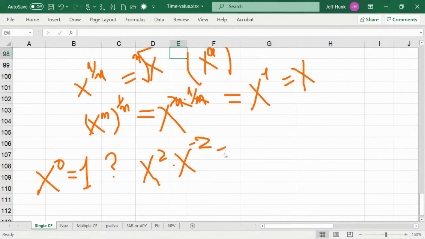We know that it's x squared, it's very simple, times 1 over x squared. Isn't that right? X squared times x to the negative 2, that's x squared times 1 over x squared. Isn't that right? Yeah.